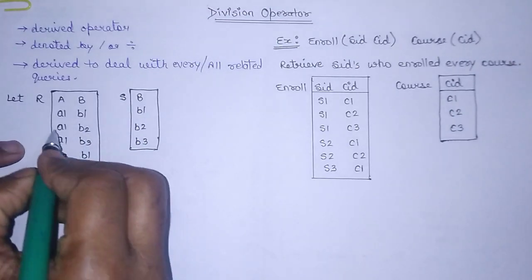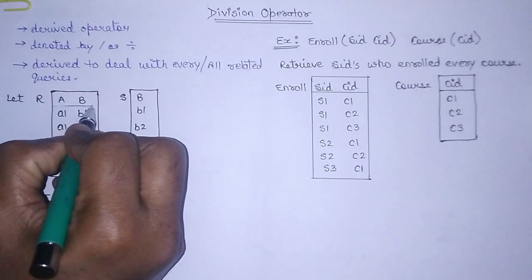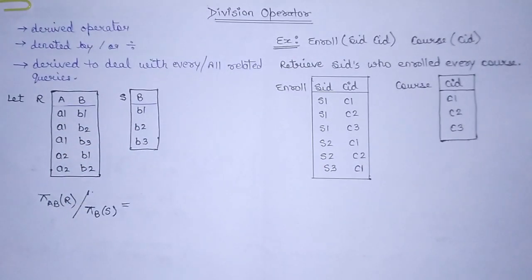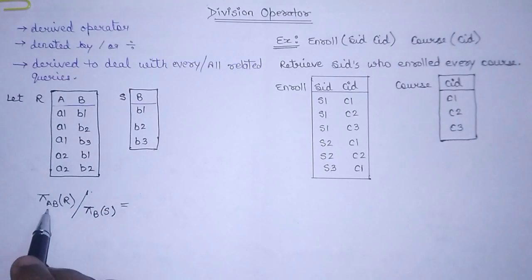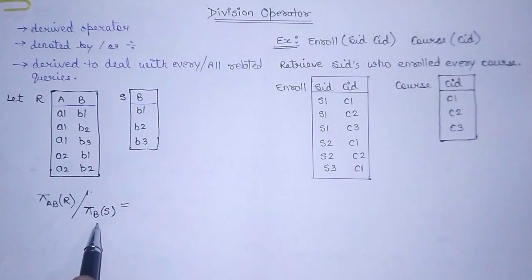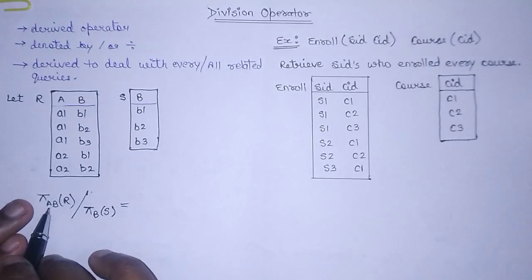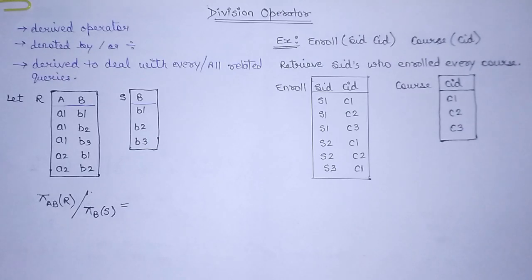Here I have two different tables, R and S. In R I have two attributes A and B, and in S I have one attribute B. What if I divide this R by this S? That means R has two attributes, S has one, and if I want to divide, how can it be done? Whenever we try to find such a division, it will give you the attribute which is linked with every attribute value of another relation.